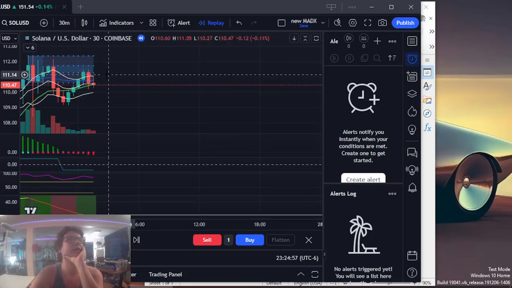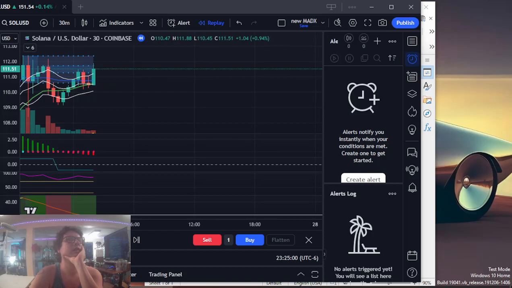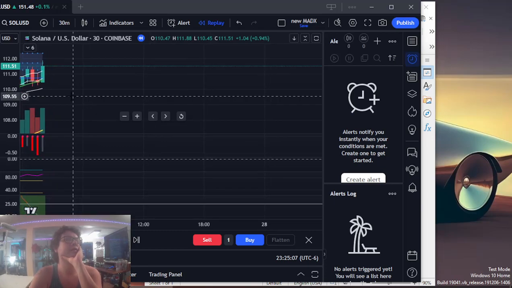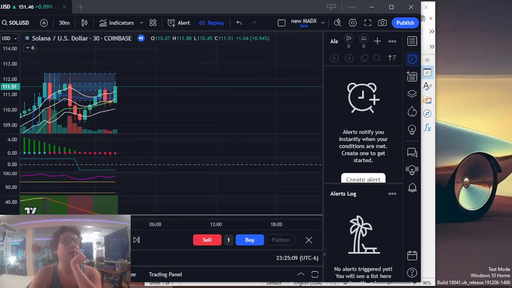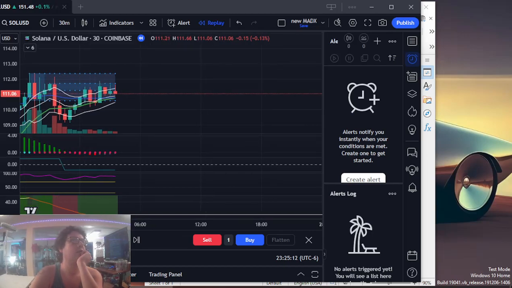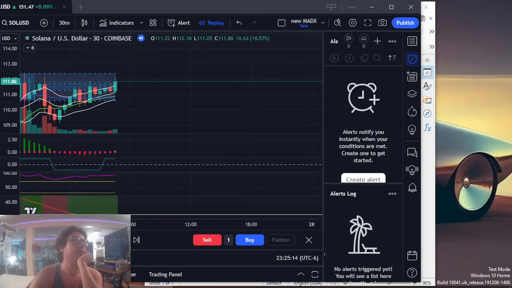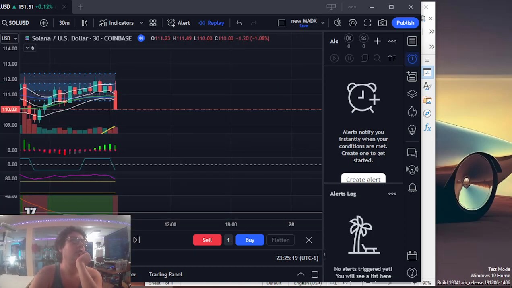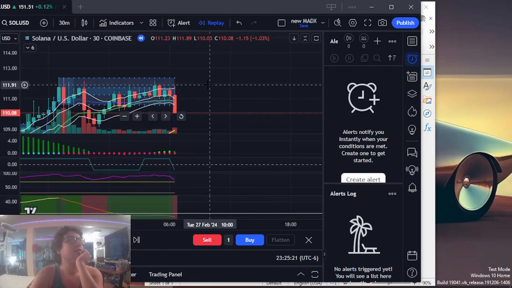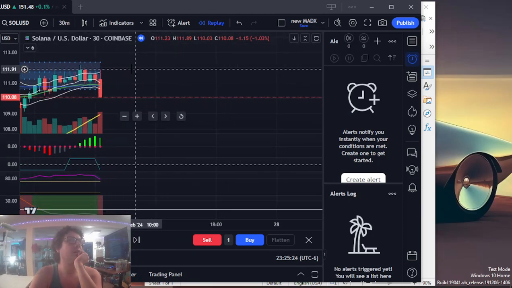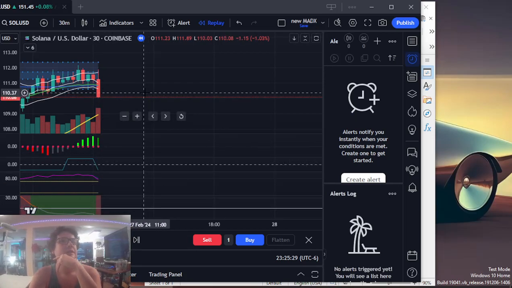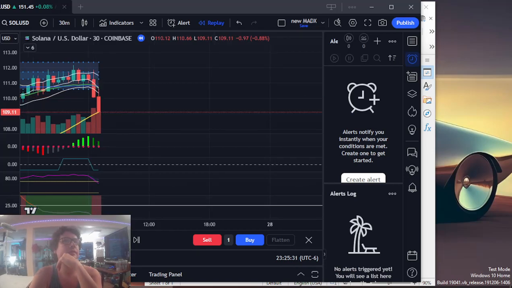Got a line here. It's a pretty convincing break above the line. 1, 2, nope. Yeah, that. Huh. Okay, so 1, 2, 3. Nope. Yep.